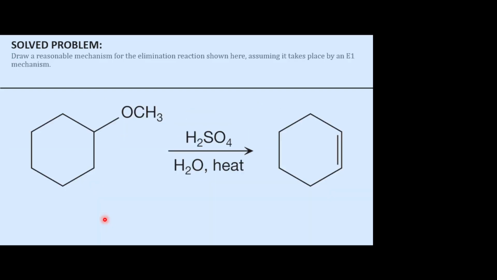Okay, so drawing a mechanism for the elimination reaction shown here, assuming it takes place via an E1 mechanism. So what sort of environment am I looking at? Acidic environment, aren't I? Very good. And so these are the other conditions, obviously, water. And they're actually going to help us finish the reaction.